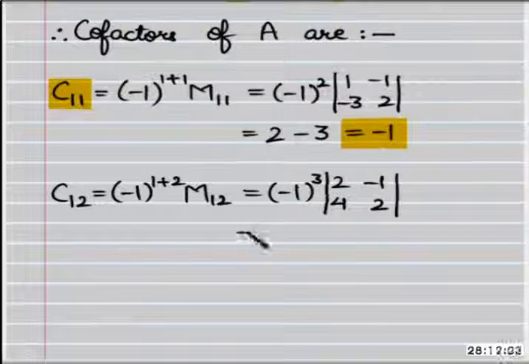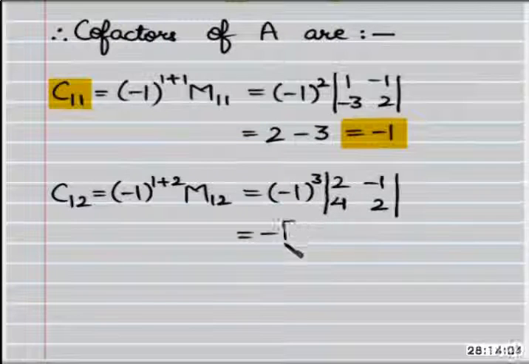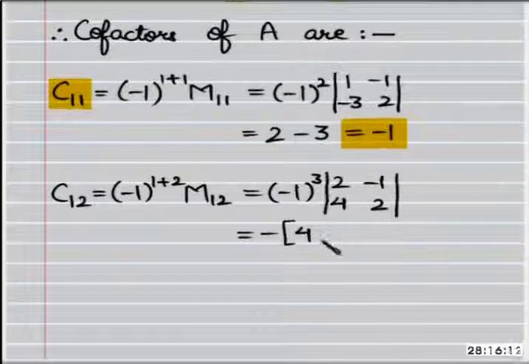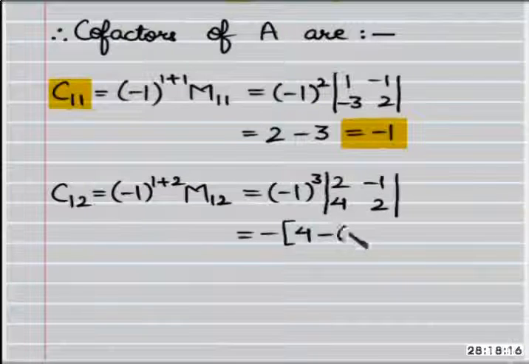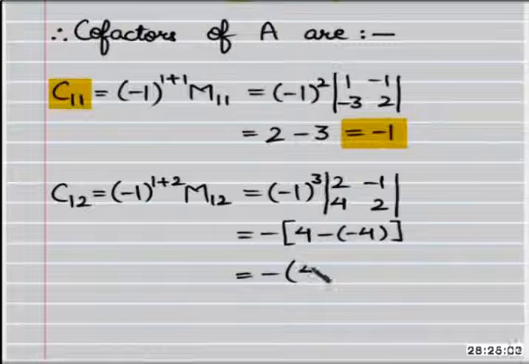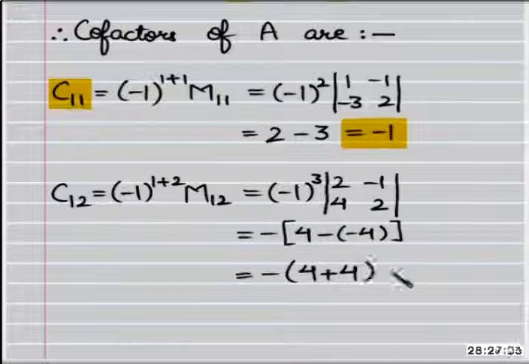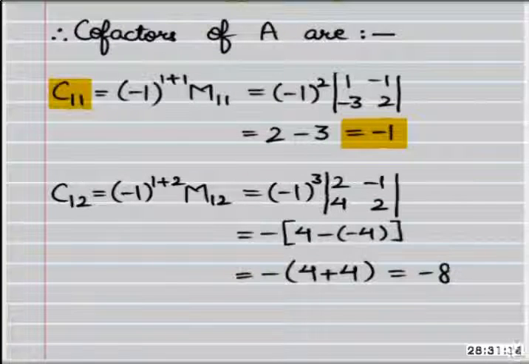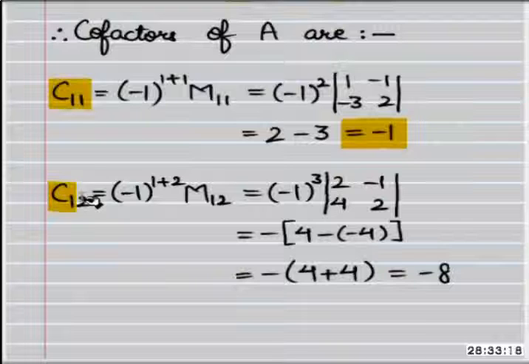Which on solving is equal to minus of 4 minus -4, which is equal to minus of 4 plus 4, which is equal to -8. Therefore, here C12 is equal to -8.